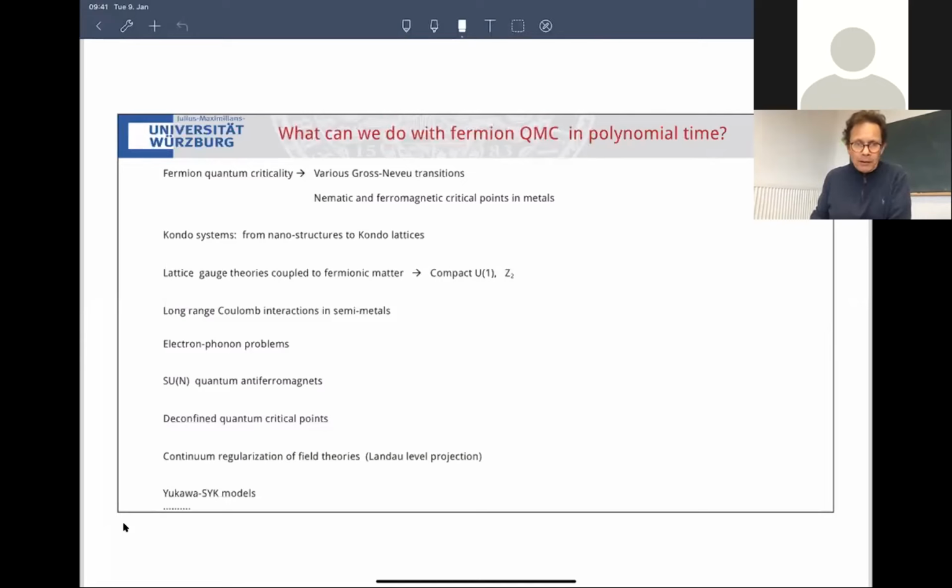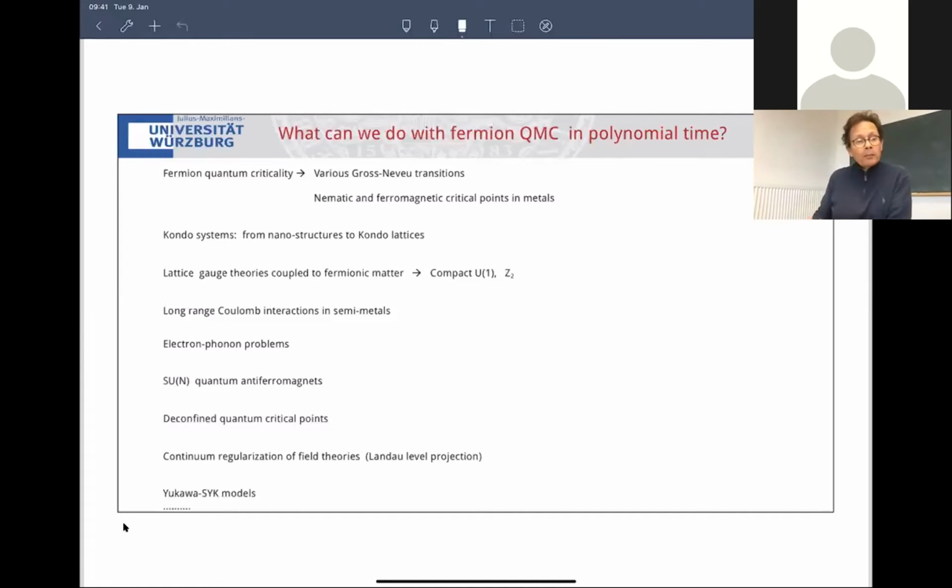So there is a Z2 version of this in the code. You can also do compact U(1) and ask yourself the question of, do deconfined phases survive at N equals 2 when you have SU(2) spin symmetry, for example? You can do long-range Coulomb interactions in semi-metals, so that is something more realistic. If you would like to simulate graphene, then you should, in principle, take into account the long-range Coulomb interaction because there is no screening.